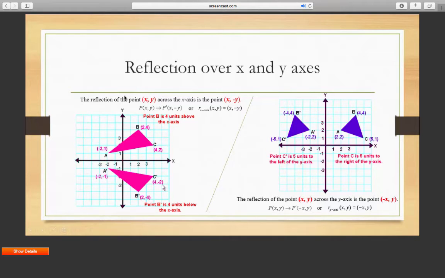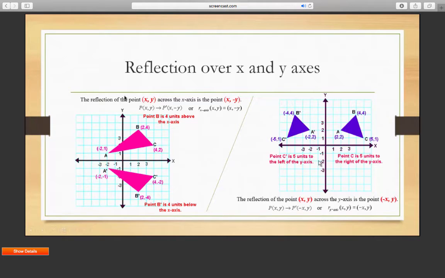Now, for reflections, I'm really not too into having you memorize rules because really you're just moving figures across lines. But if you're looking for a rule, when you do a line reflection over the x-axis, the point xy becomes x negative y. So if it was the point negative 2, 1, it would become negative 2, negative 1.